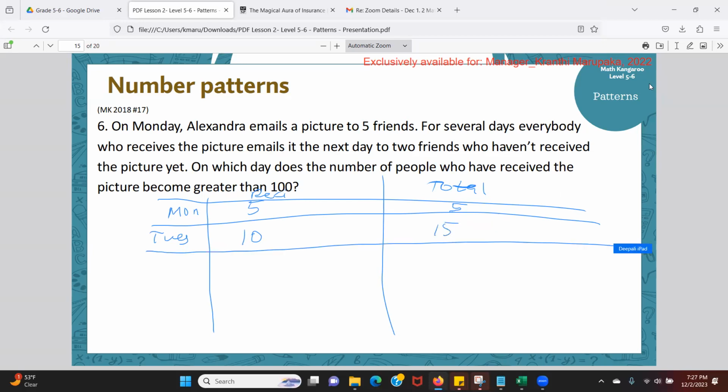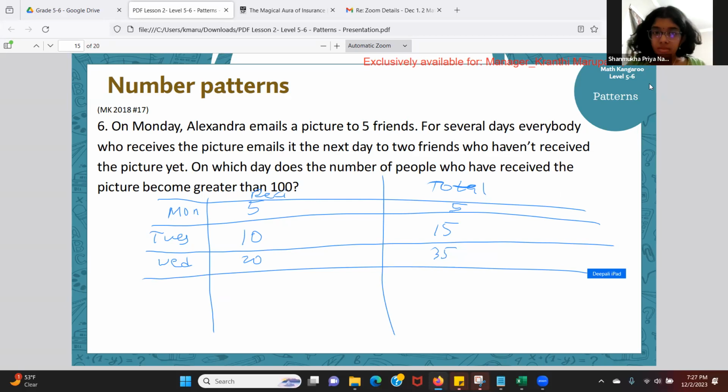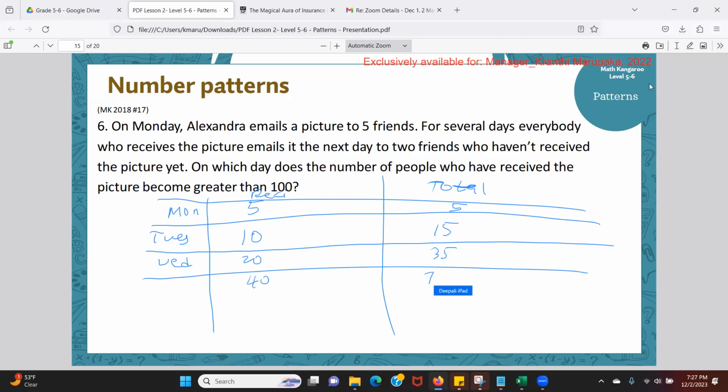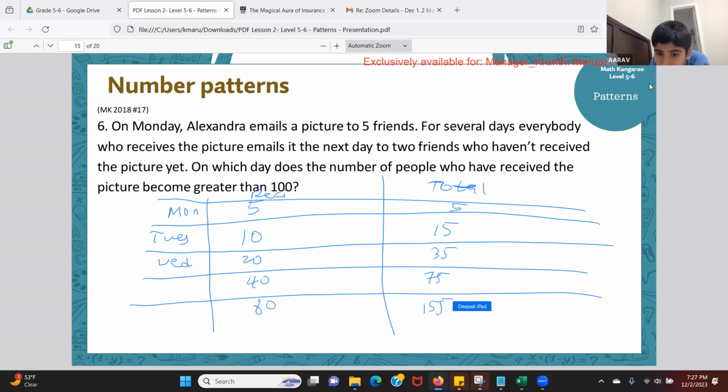And then on Wednesday, the 10 people each send it to 2 more people. So that's 20. So 20 plus 15 is 35. And you keep going. So 20 times 2 is 40, that's 75. And then 40 times 2 is 80, and that's 155, which is greater than 100. So on the 5th day, which is Friday.